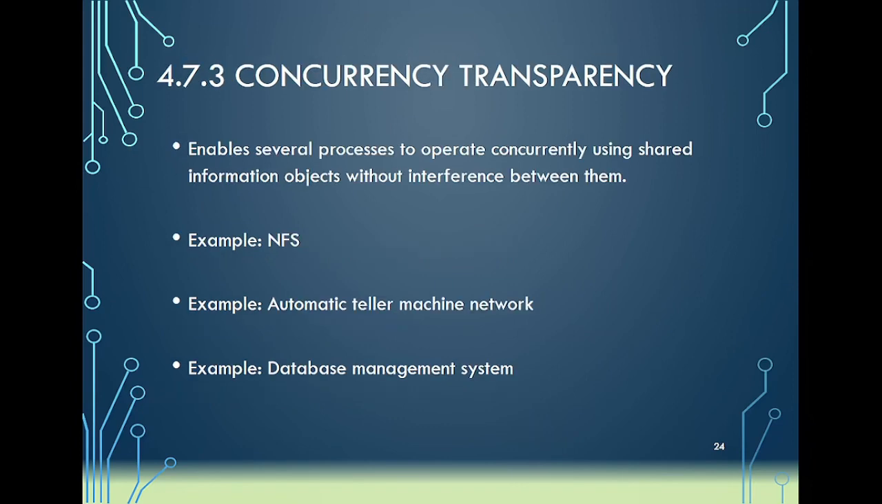Concurrency transparency: remember, systems must concurrently perform their work to achieve a given objective in a transparent manner. It enables several processes to operate concurrently using shared information objects without interference between them. So we have the automatic teller machine. You really don't need to have issues accessing your Equity Bank account using the teller from KCB. That's what we mean by without interference between them. And of course, you don't need to have issues accessing and updating your Oracle data, maybe using different SQL queries and so on.